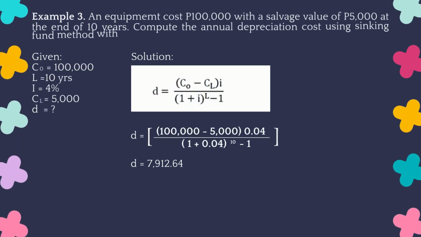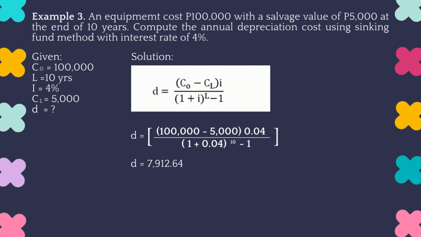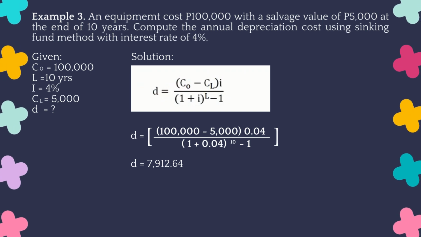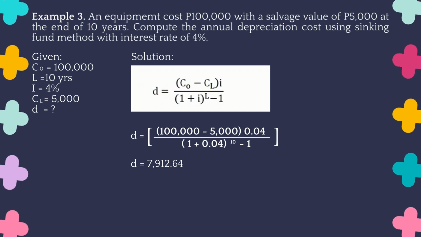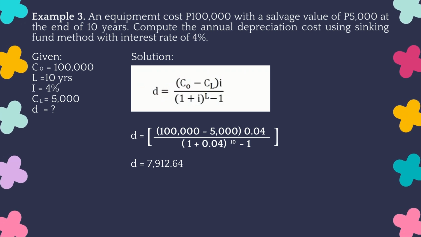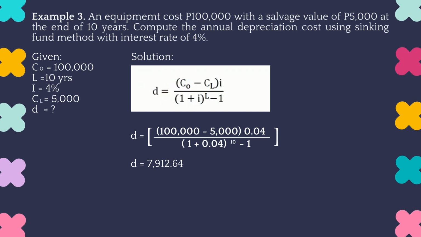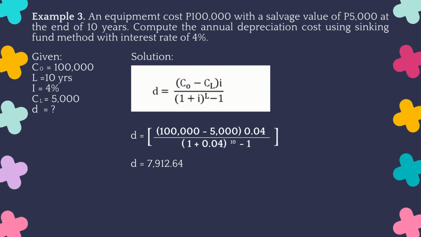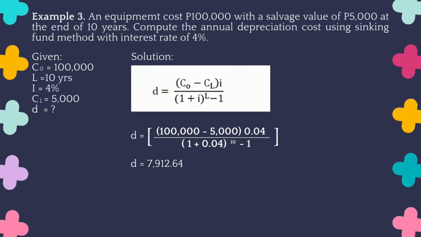Example number 3. An equipment costs 100,000 pesos with a salvage value of 5,000 at the end of 10 years. Compute the annual depreciation cost using sinking fund method with interest rate of 4%. So the given for this problem is C sub 0 is equal to 100,000 pesos, L is equal to 10 years, I is equal to 4%, C sub L is equal to 5,000, and D is missing.